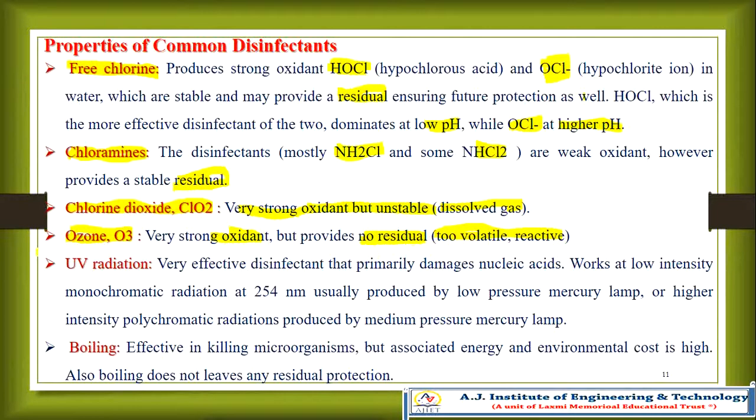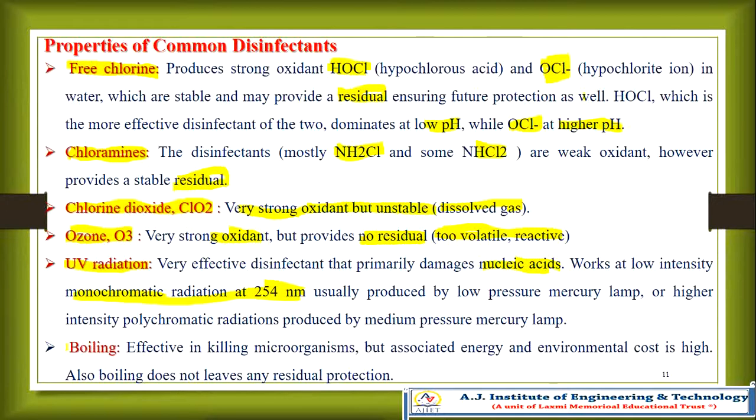And UV radiation is also a very effective disinfectant that primarily damages the nucleic acid of the cell. It works at low intensity, monochromatic radiation at 255 nanometer wavelength, usually produced by a low pressure mercury lamp. Higher intensity polychromatic radiation is produced by the medium pressure mercury lamp. That is about the radiation process.